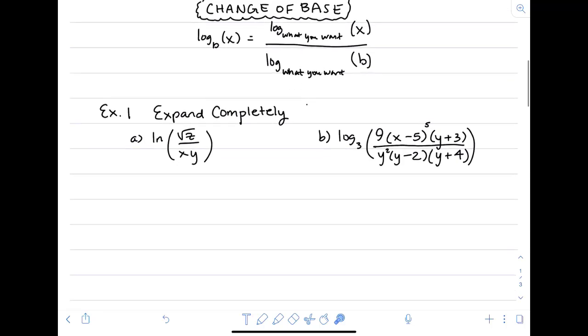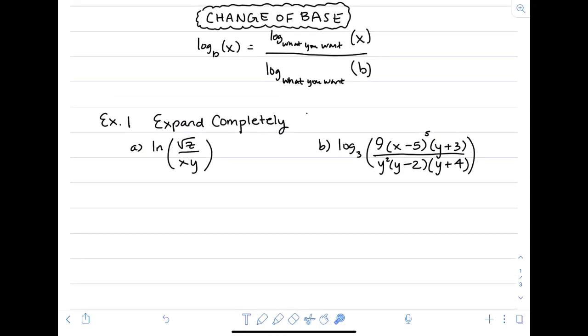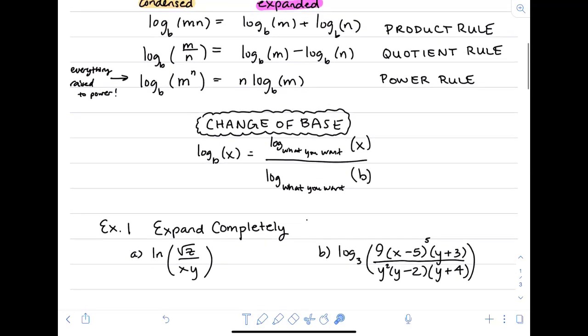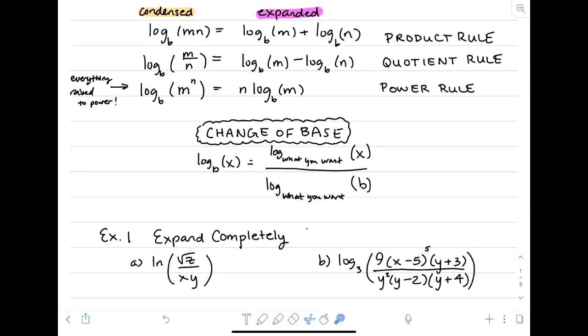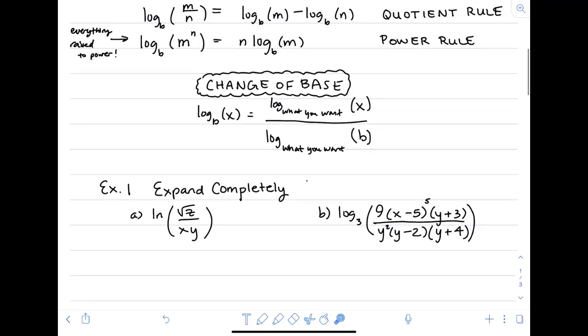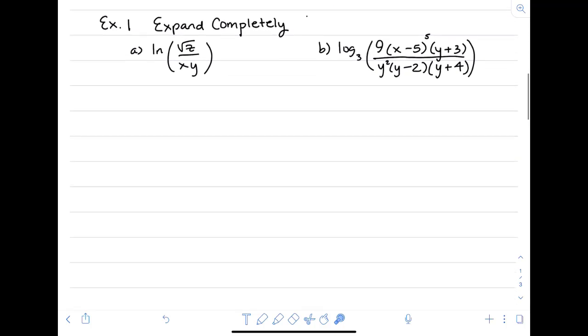Okay, so those are our rules that are at play. And you'll notice there aren't any other rules. I'm not leaving any out. So there's no rule that's going to help us if we have a sum inside the condensed form. We only have product, quotient, and power. Okay, so let's take a look at some practice problems here.